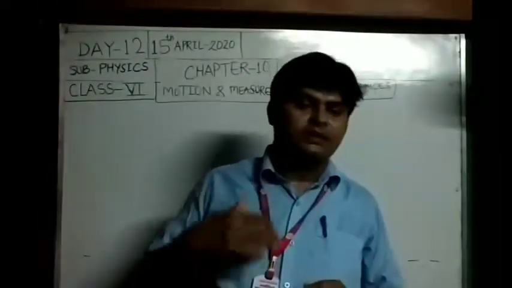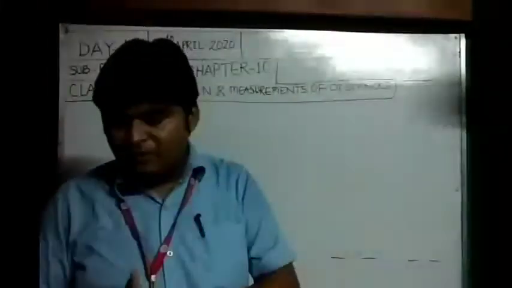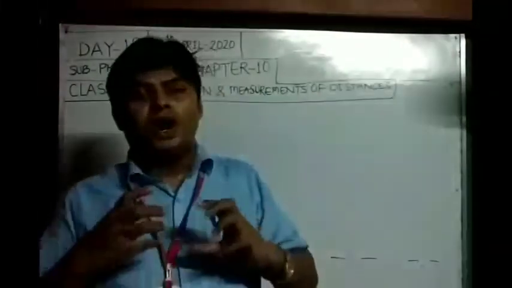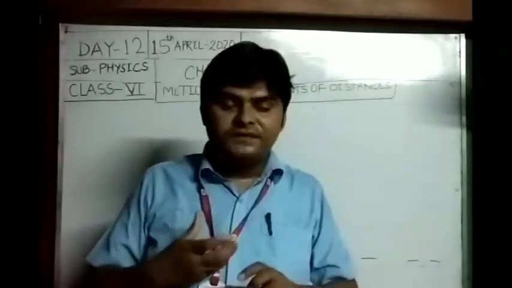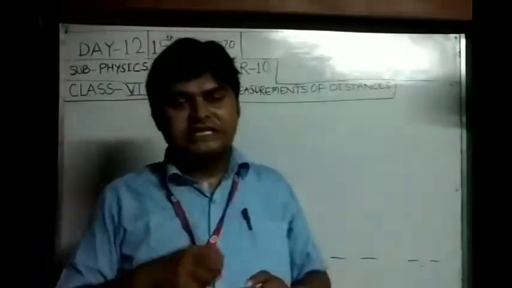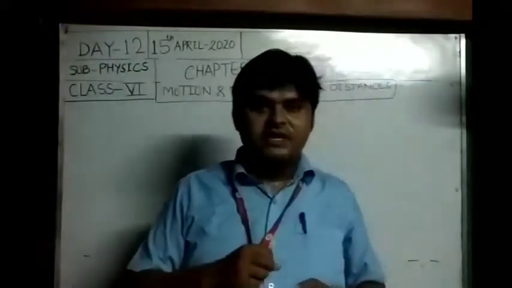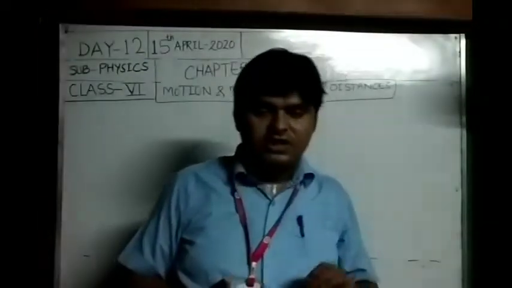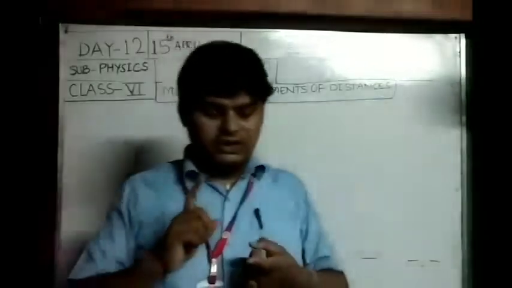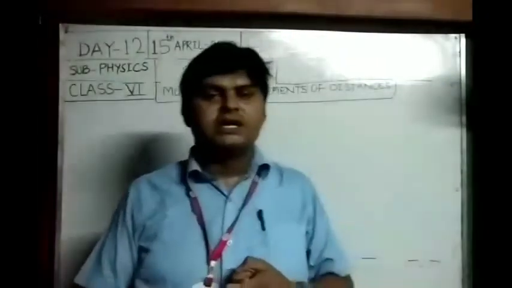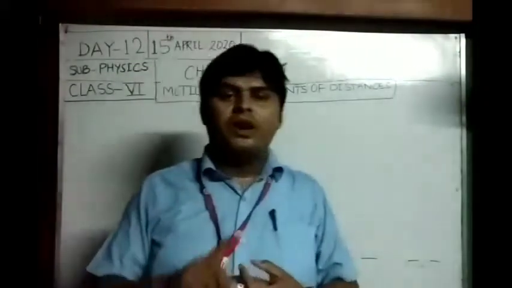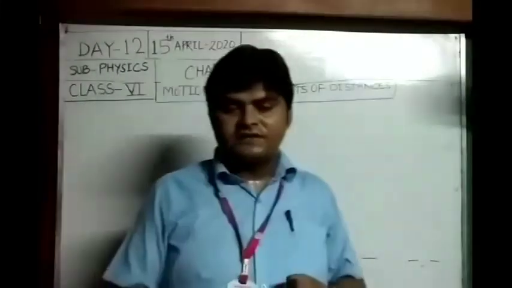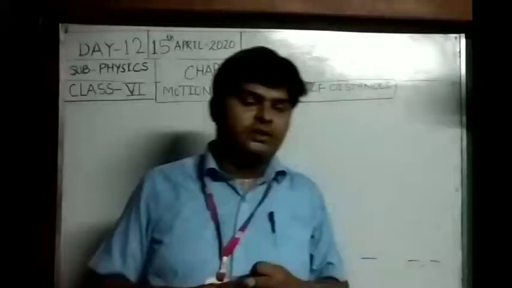Now next is uniform motion and non-uniform motion. Uniform motion means the motion in which an object covers equal distance in equal intervals of time. Non-uniform motion is the motion in which an object covers unequal distance in equal intervals of time, or covers equal distance in unequal intervals of time.